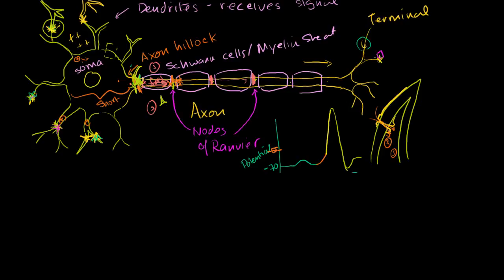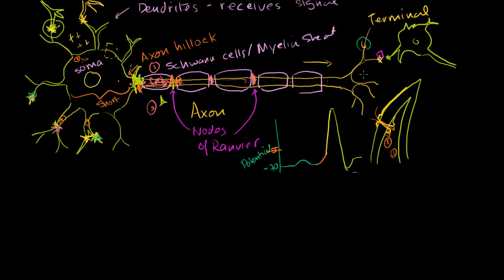So this is the terminal end of the axon. There could be the dendrite of another neuron right here. So this is another neuron right there. I'm not drawing it that well, but I think you get the idea. This is another neuron with its own axon, its own cell. And so this would trigger the dendrite right there.